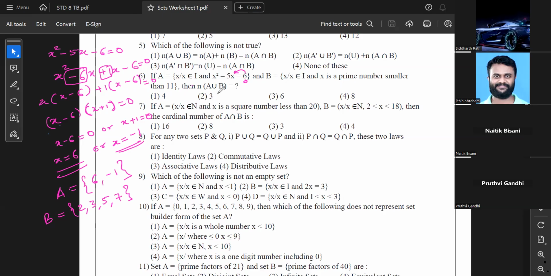Now, when I take the union of them, it's basically 1, 2, 3, 4, 5, 6. 6 elements are there. Your answer is 6.